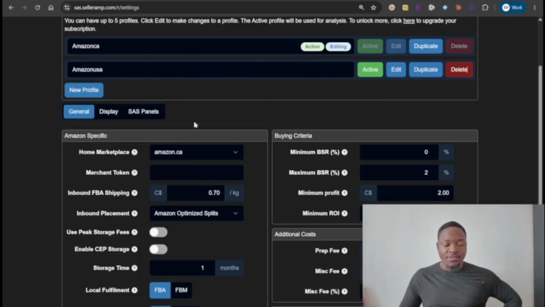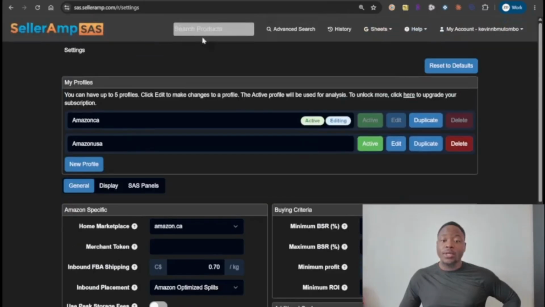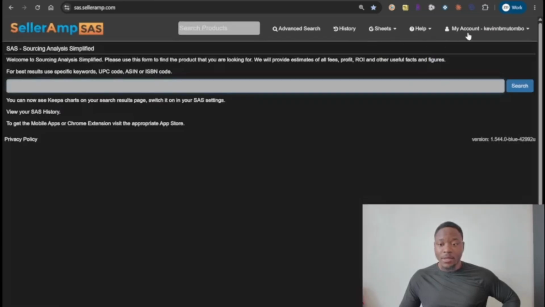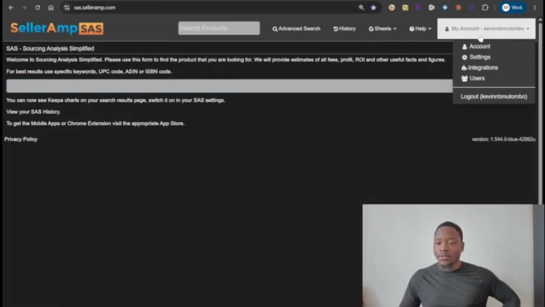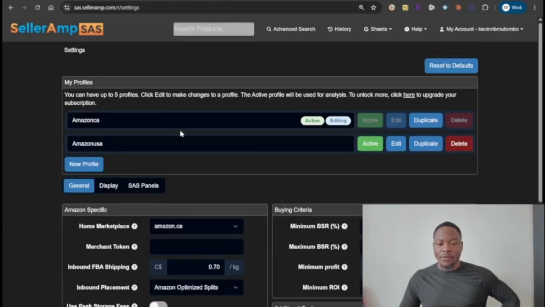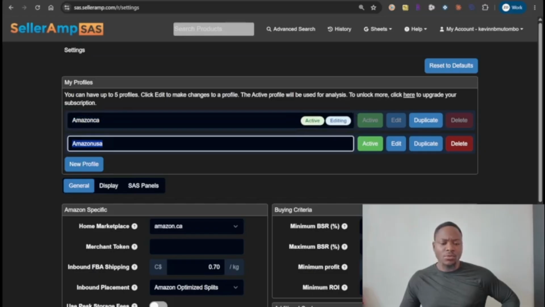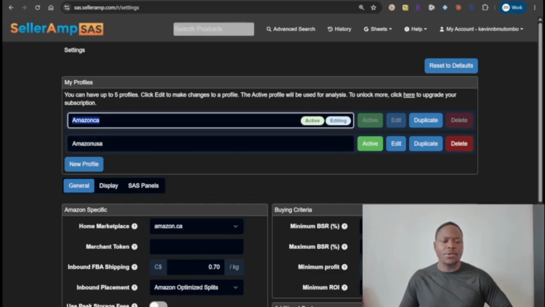So I'm now on the settings page on SellerAmp. If you're wondering how I got here, all you need to do is go to SellerAmp.com, and it's going to go into your account. Then click on My Account and then click on Settings. From settings, this is where you're going to have the Amazon.ca filter by default. You just want to rename it to Amazon CA, and then you can create a second one for the US if you're also selling in the US. But for now, this is just going to be for Canadians, so I want to make sure that we really focus on that in this video.